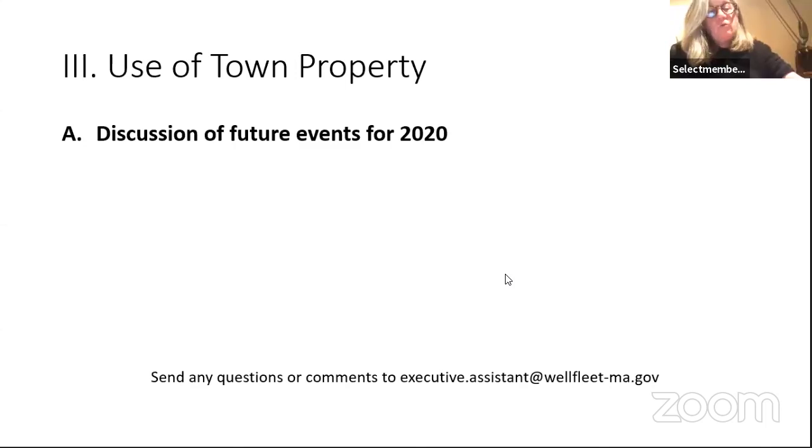I move in accordance with the board vote on March 24th that no future applications for events requesting the use of town property be accepted for the remainder of the 2020 calendar year, and that all previously approved events cannot occur. Motion to amend. Okay, was that Helen who seconded? I did, but Mike also spoke at the same time. So how do you want to handle it here?